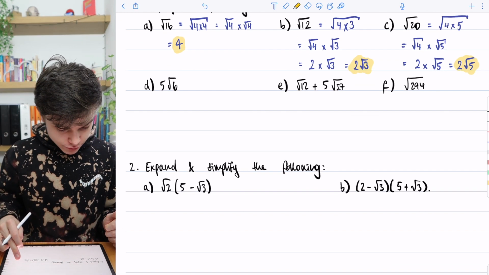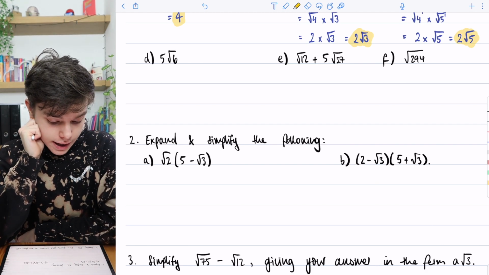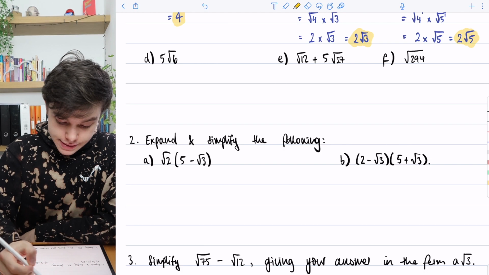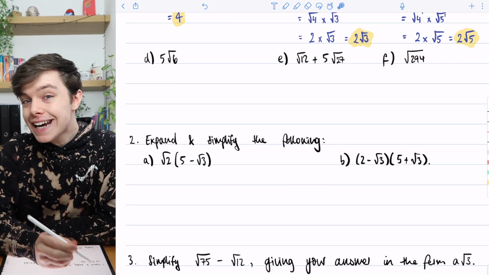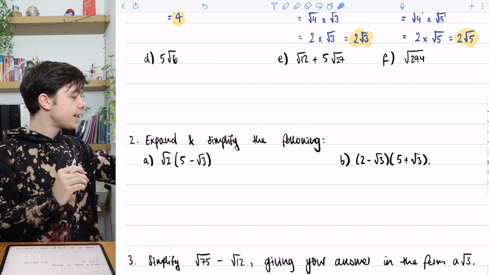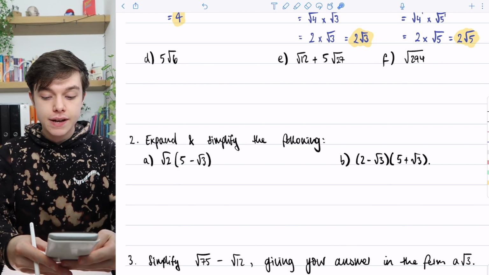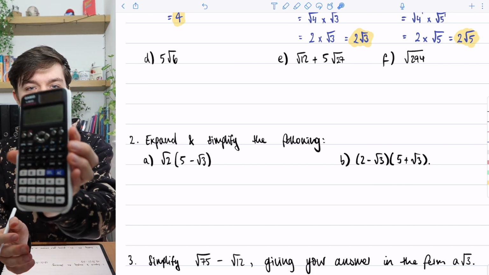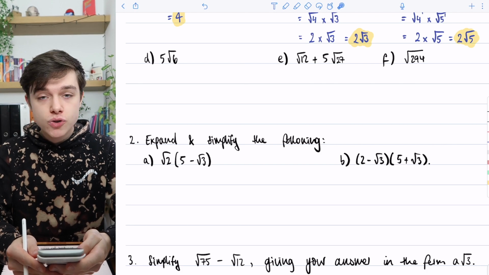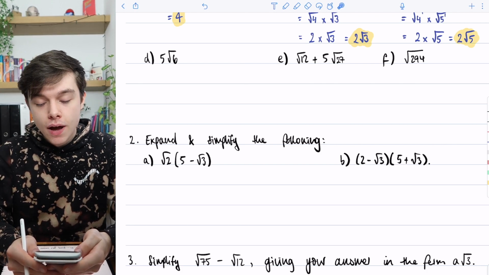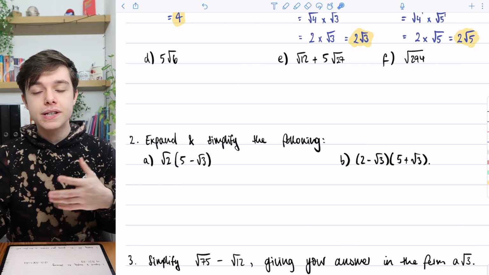Okay, let's have a look at 5 root 6. So for D, we need to think about, can we simplify root 6? Well, if you were to put that in a calculator, let's actually grab a calculator and see that. The square root of 6, if you press equals on that, what we get is the square root of 6 back. And the reason for that is because there is no square number that goes into 6.